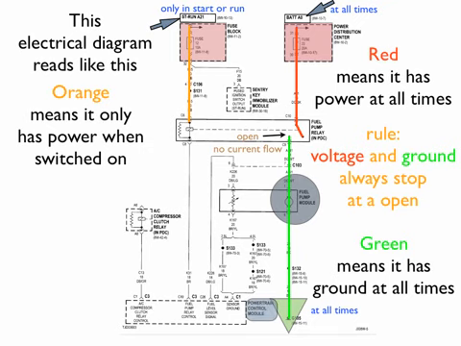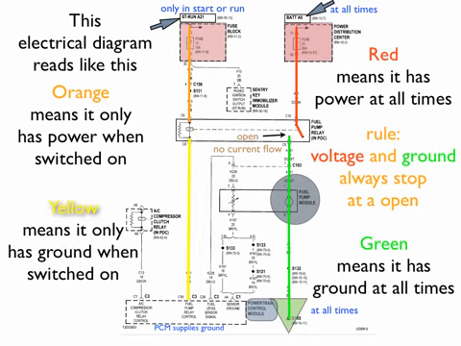Now look down here at the bottom. You see this dotted square. This is the PCM. If that happened to be a solid square instead of dotted, that would mean it is all-inclusive. Everything is in there. But the fact that it's dotted means that there's actually more in this PCM than we're looking at. It is only displaying what we're concerned about in this diagram. Down here, we see that the PCM supplies ground for the fuel pump relay control. So we're going to color this yellow. Yellow means it only has ground when it's switched on.